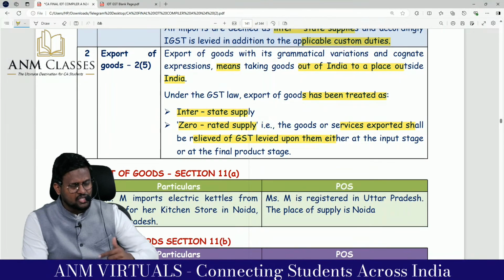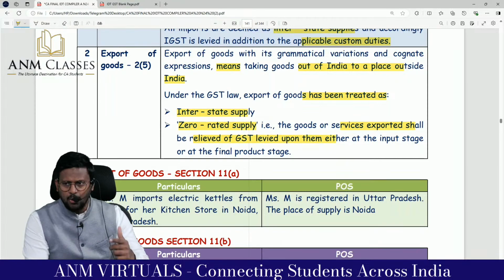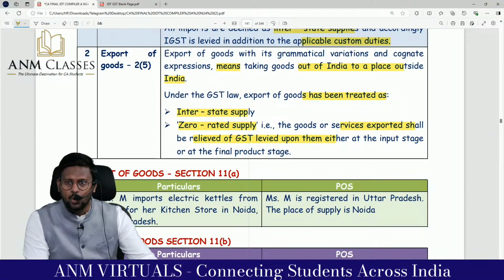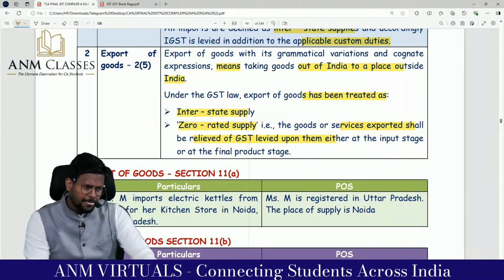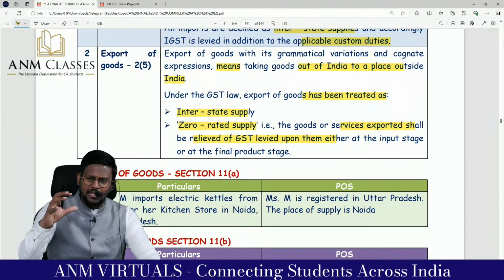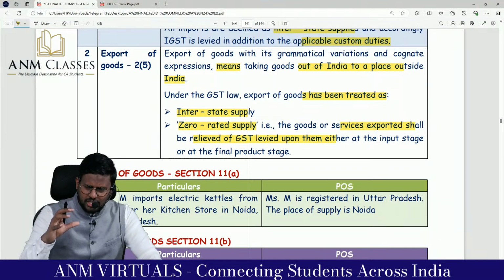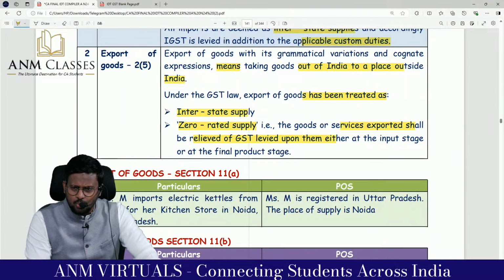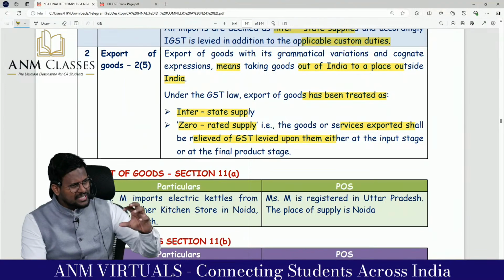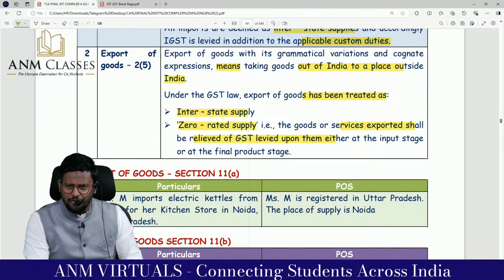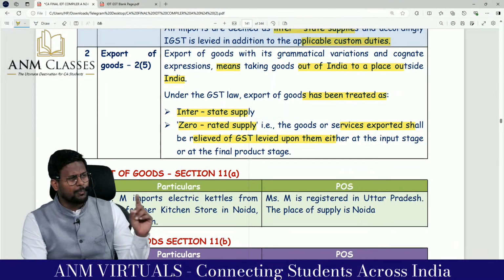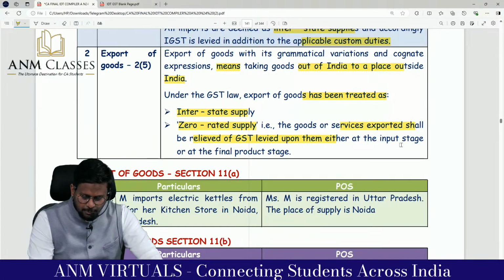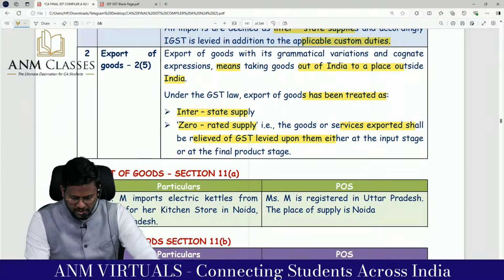Exempted in the sense that it is not a section 11 exemption. We call those exports zero rated supply. That means either when you purchase the raw material for that particular product, we will not charge GST on the raw material, or when you purchase raw material and manufacture and then export it, we will not collect GST on it. That's what they are saying, either at the input stage or at the final product stage.